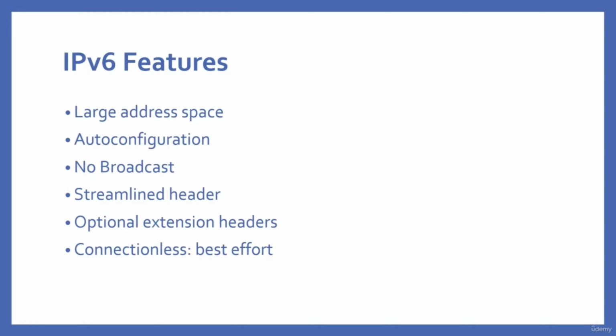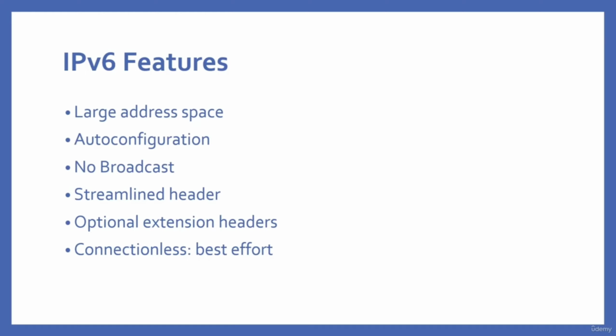IP version 6 supports both stateful and stateless autoconfiguration. With IP version 6, there is no broadcast. IP version 6 uses multicast to communicate with multiple hosts. IP version 6 has a streamlined header. You will see that there are a lot fewer field values in IP version 6. There are optional extension headers that you can use with IP version 6, including fragmentation or IP security.